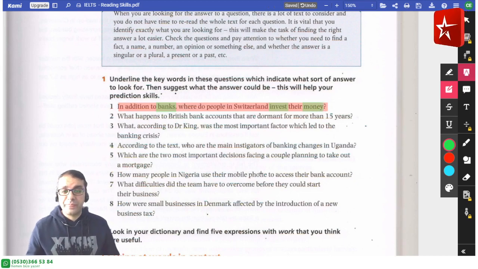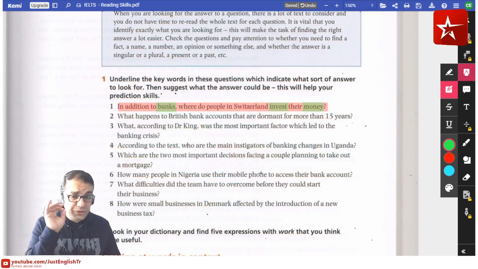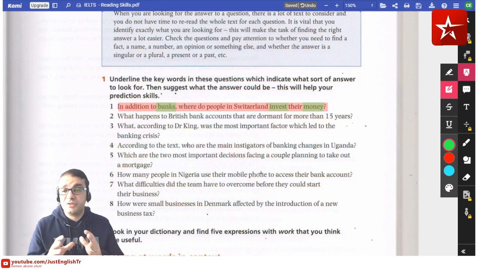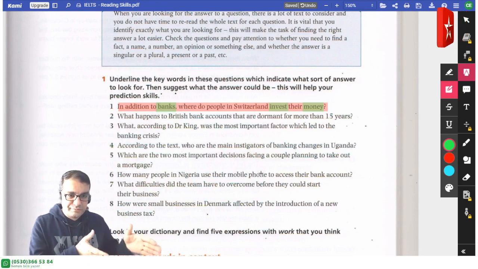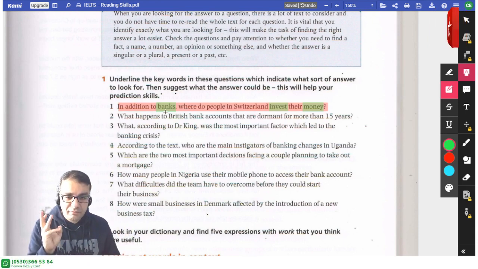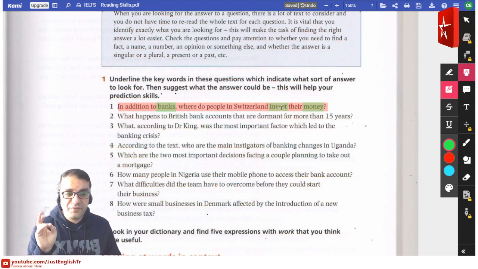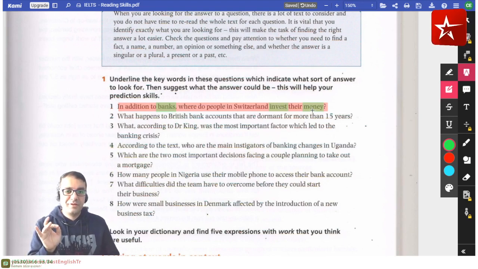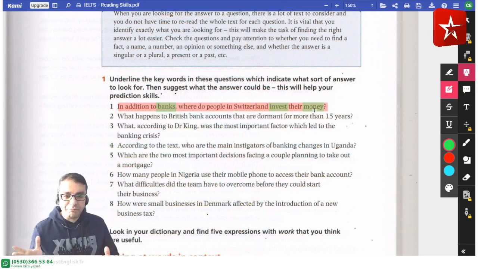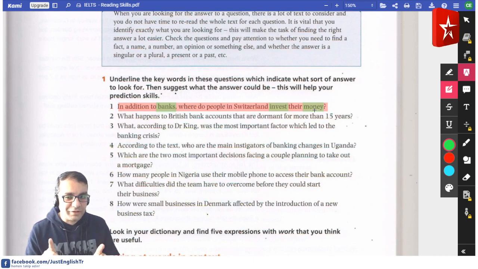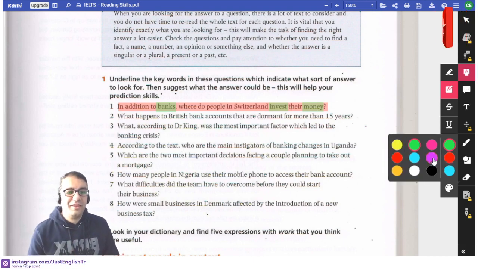So look, when you identify the keywords in the question, when you identify the answer, where is the answer? Look to the question itself, okay? See the repeated words. So we have bank, and we have invest, and we have money, right? So they all describe the same thing. So it means this is not the keyword.